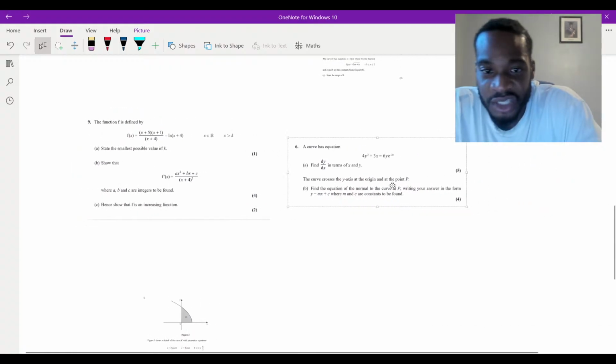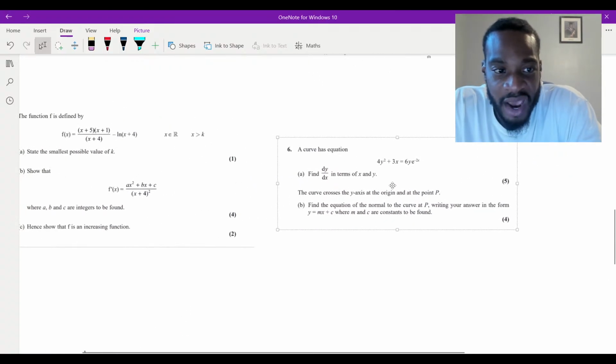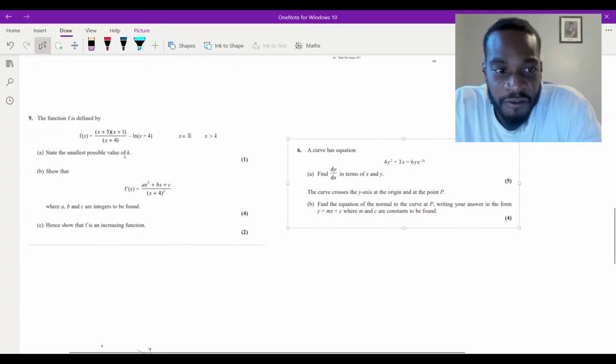Implicit on the right, actually, can you see that? Implicit on the right or functions on the left. This is like differentiation.